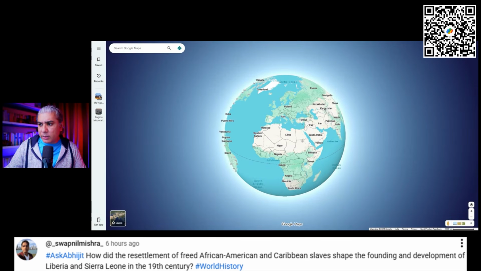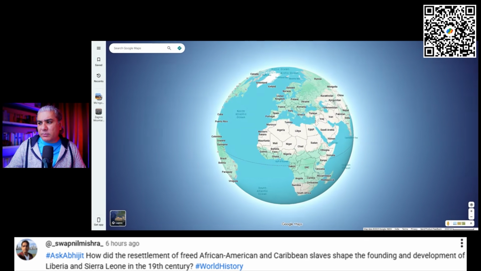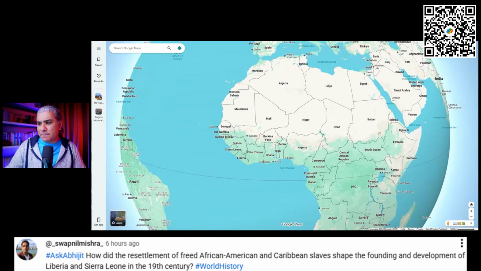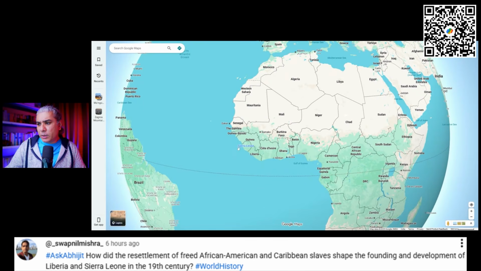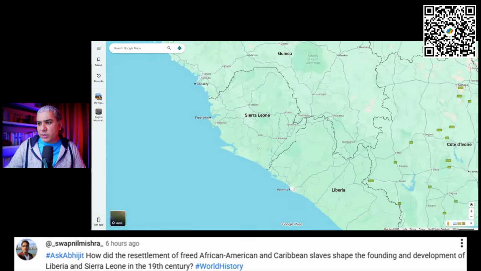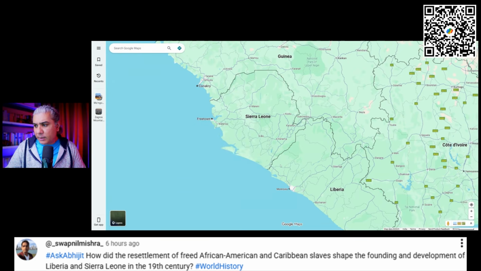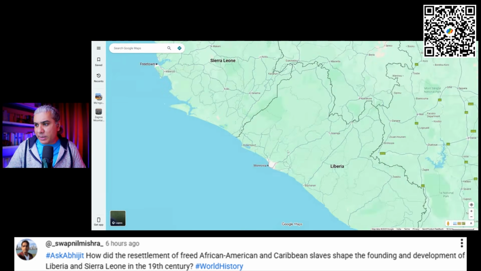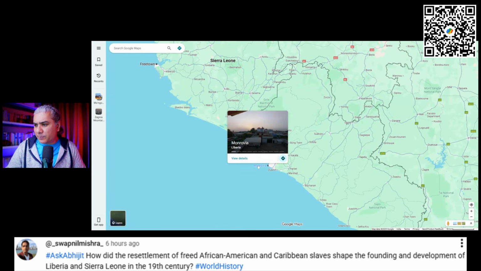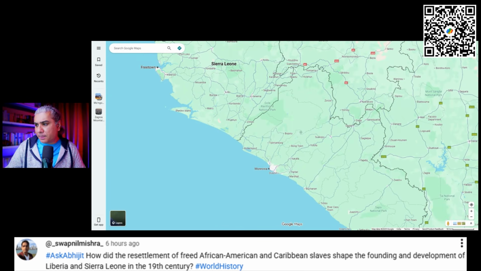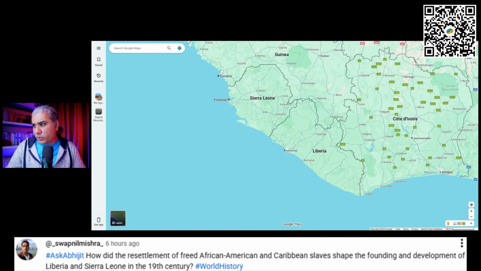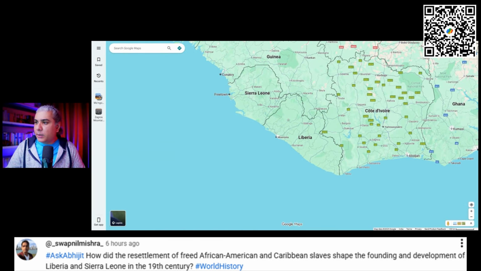So we're talking about Western Africa, Southwestern Africa. So we have this small nation here called Sierra Leone, whose capital is Freetown. And we have this nation called Liberia, which is to the east of Sierra Leone, whose largest city is Monrovia. Now, what is the deal with these two nations, Liberia and Sierra Leone?